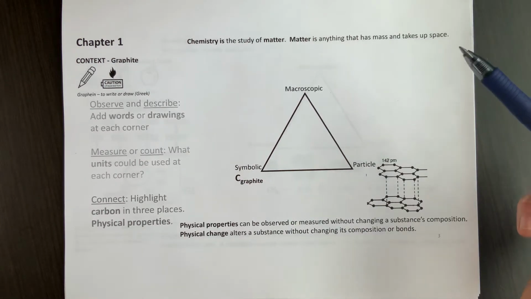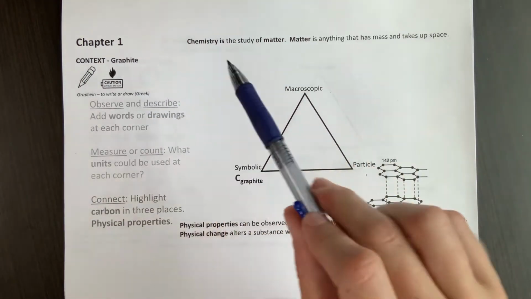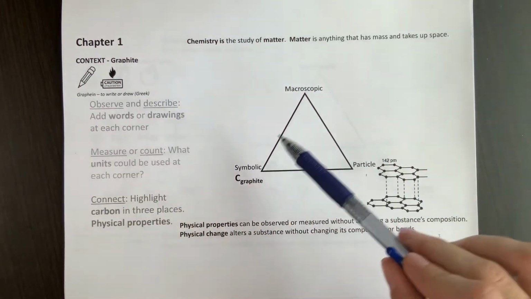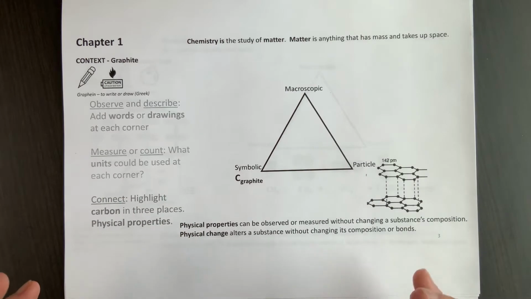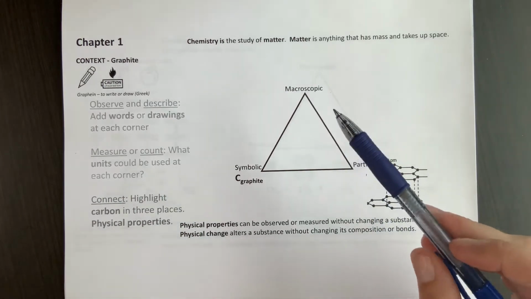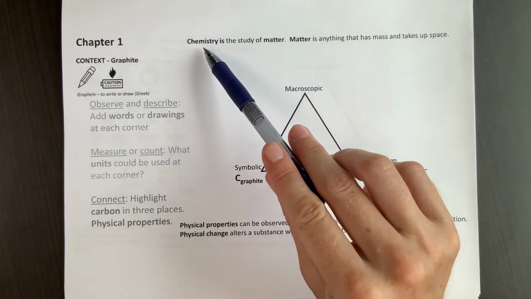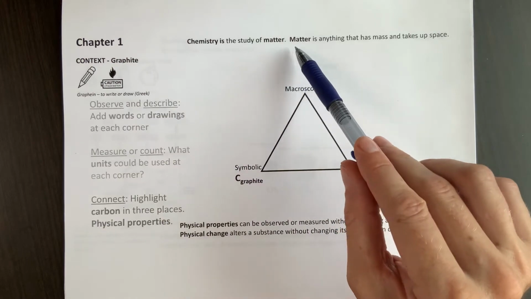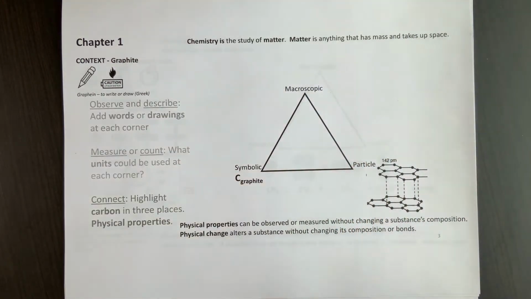We're going to take a look now at something that you are familiar with, and that is graphite. So we're going to use graphite as an example to look at some of the perspectives that we take on chemicals in chemistry. Like we saw with the terms, chemistry is the study of matter. Matter is anything that has mass and takes up space.